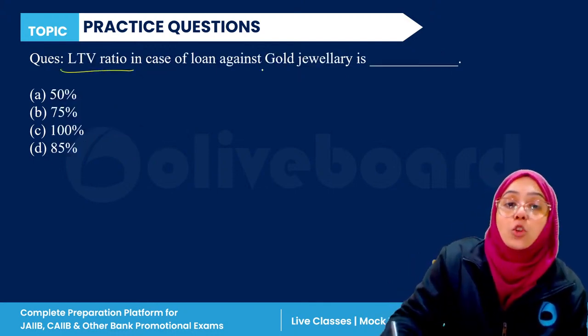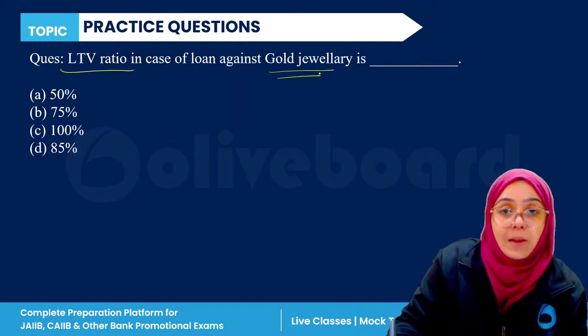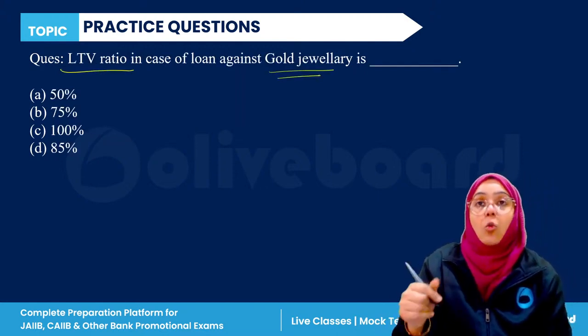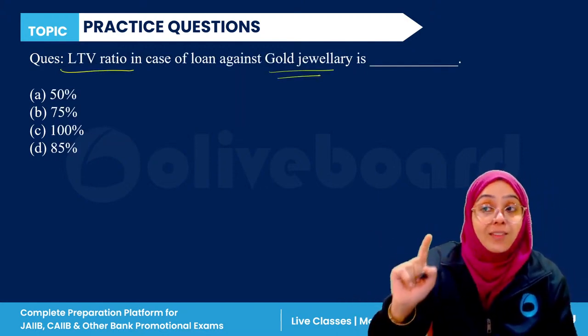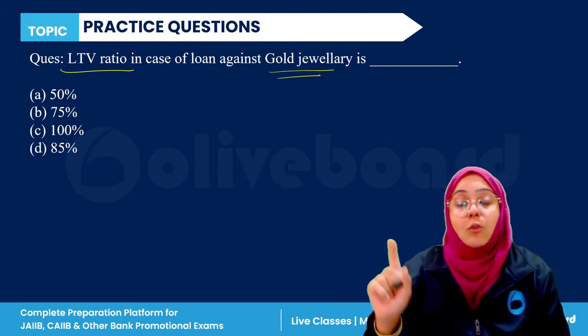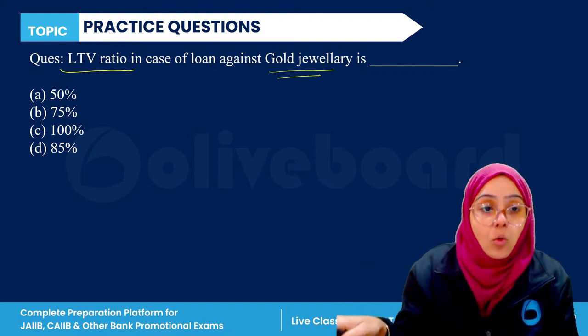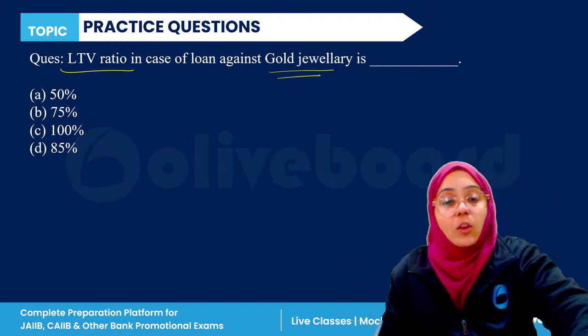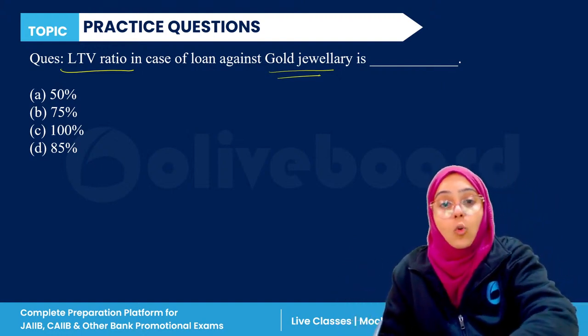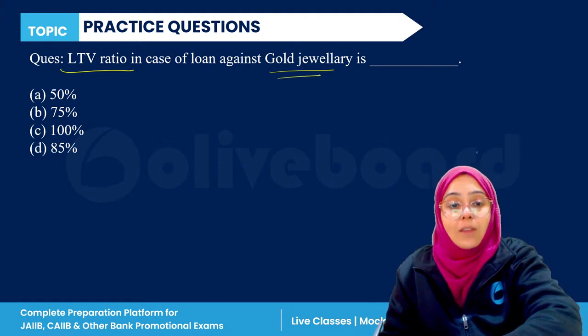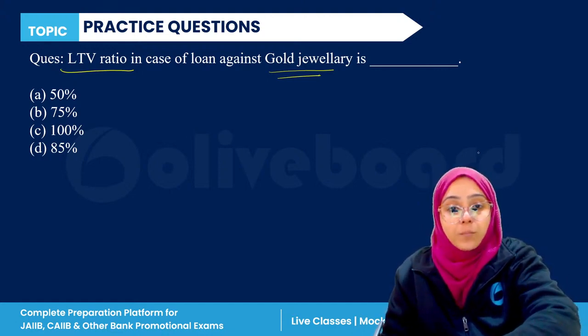Loan to value ratio in the case of gold jewelry means: whatever gold you are giving, what is the maximum amount of loan the bank is giving you against that gold? It is 50, 75, 100, or 85%. The loan to value ratio. Everyone, please answer this question.